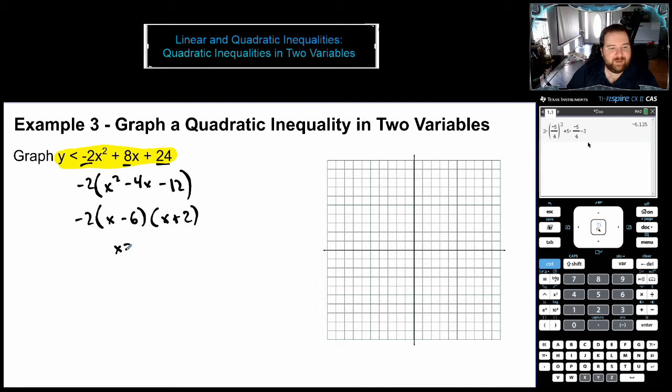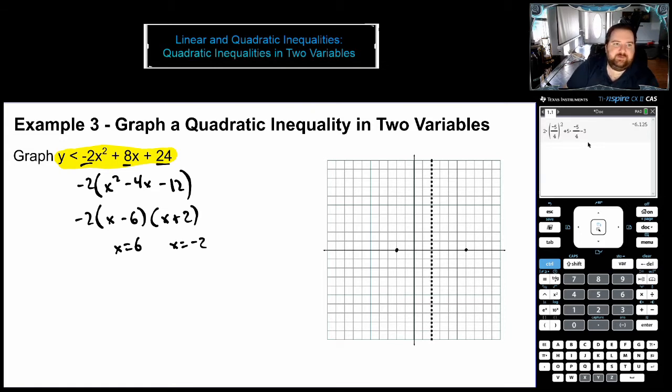Now I can determine my x-intercepts are x equals 6 and x equals negative 2. And at this point, I'm going to start graphing. So x equals negative 2 and x equals 6. I can probably determine my axis of symmetry graphically. There's a difference of 8 between these 2 points, so I'm going to go 4 from either side. 1, 2, 3, 4. It's right there. Okay, there's my axis of symmetry.